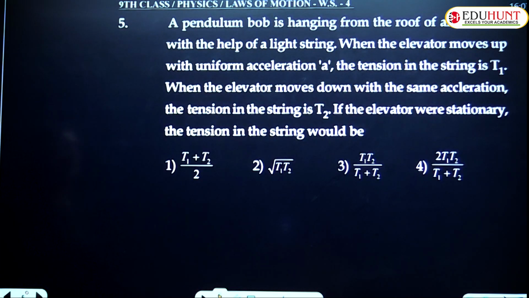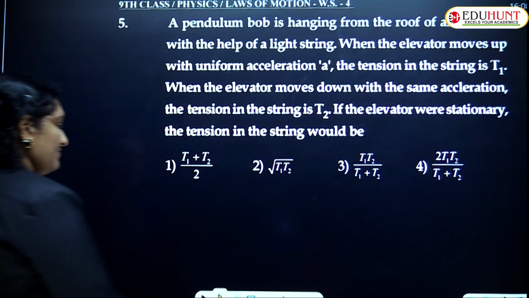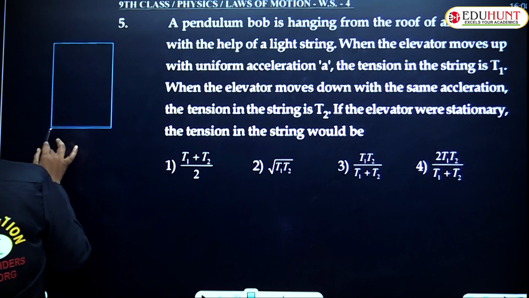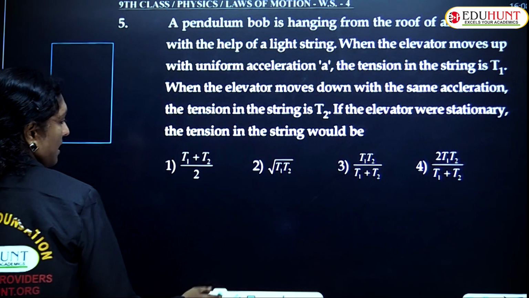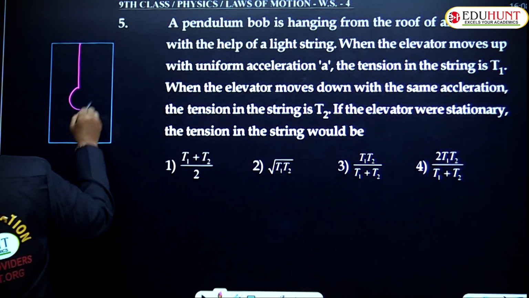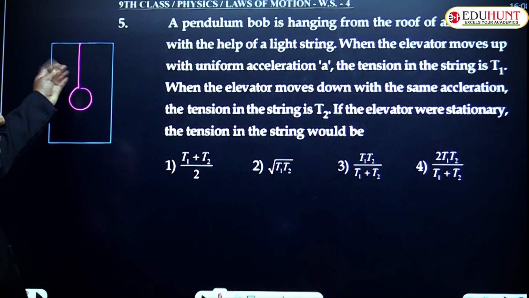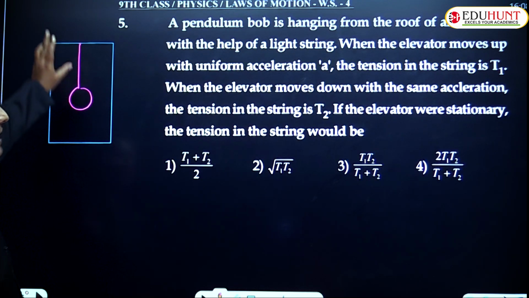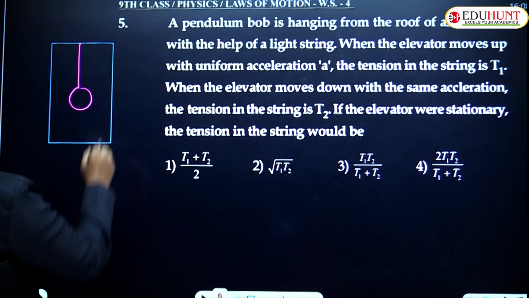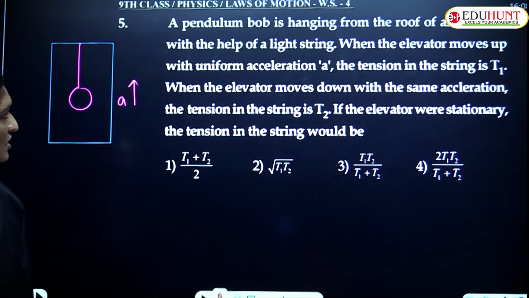So, moving to the next question. A pendulum bob is hanging from the roof of an elevator. Elevator means again the lift. So there is a lift inside which a pendulum bob is hanging with the help of a light string. When the elevator moves up with uniform acceleration A, the elevator is moving up with acceleration A.